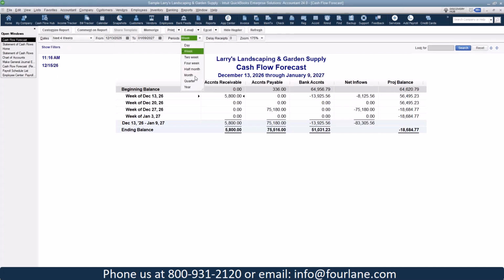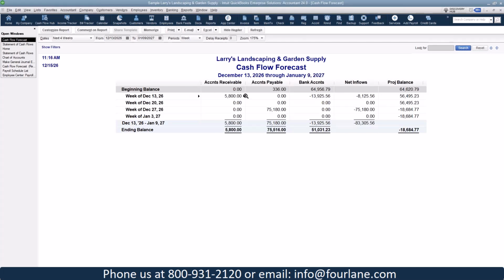And then you can break it down into different sets of time, right? Weeks, 2 weeks, 4 weeks, etc. So this tells us, right? So at the beginning, we had $336 that we still owed to a vendor, and we had basically $65,000 in our bank account. So at the end of that, our projected balance was $64,621. And we can see this week we've got some accounts receivable that are expecting to be paid.